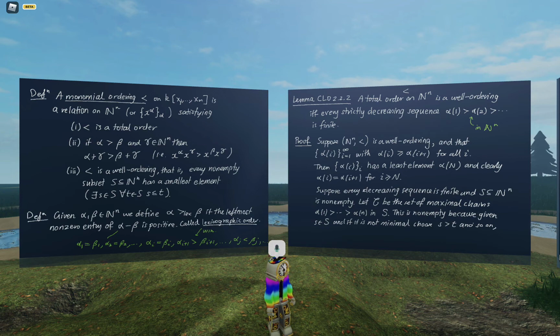Actually, I don't need maximality in both directions. So let me say downward maximal. That is, take chains that can't be extended at the bottom. And this procedure I just outlined constructs such a thing starting with S.